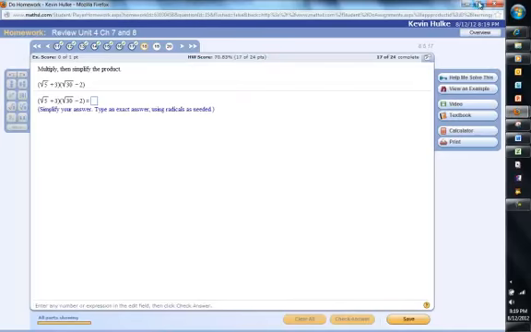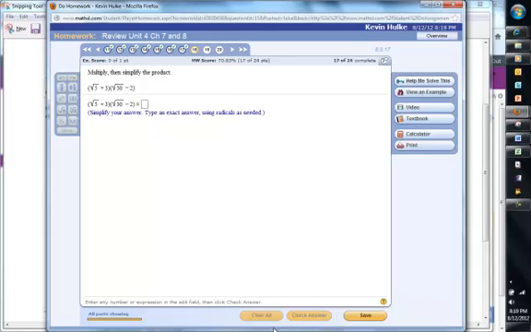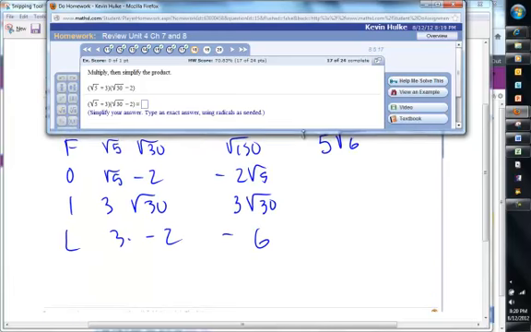I'm going to get it so that I can see both of them at the same time. Okay, so we have 5 root 6 minus 2 root 5 plus 3 root 30 minus 6.